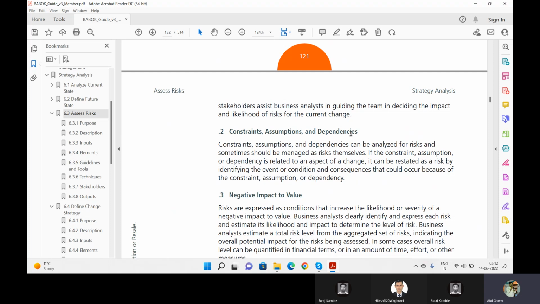In short, if I say you can follow the RAID log: risk, assumption, issues and dependencies. The RAID, if you follow, you will be able to find that part. So always consider these things while doing the risk assessment.